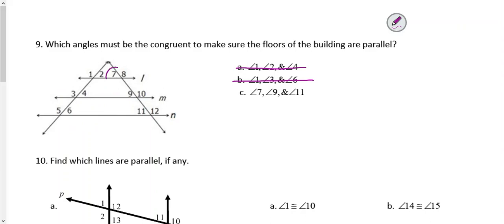So let's check C. We have 7, 9, 11. One circle on L, one circle on M, one circle on N. They're all on the same side. C is my answer.